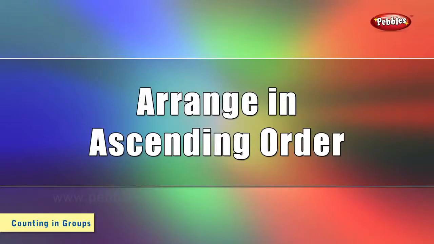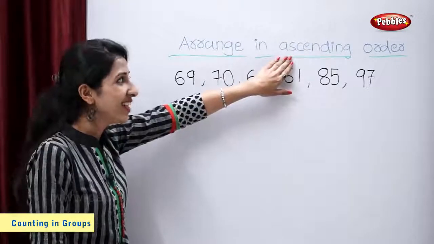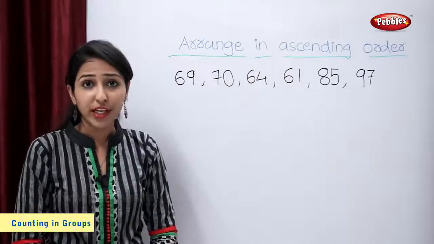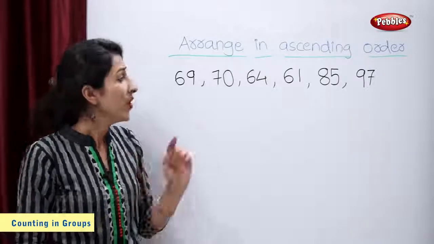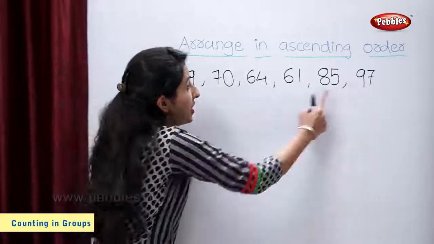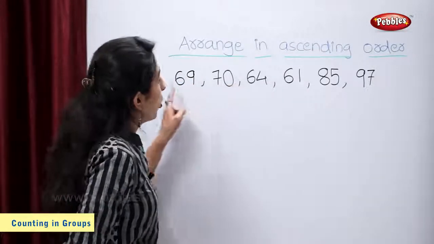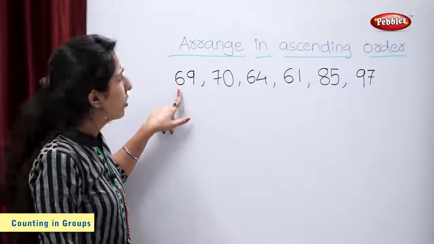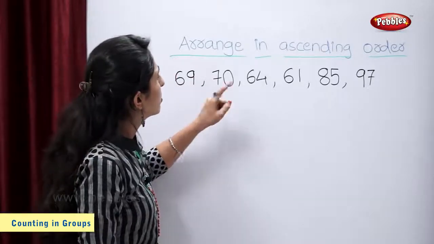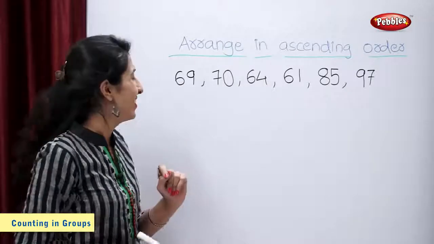Arrange in ascending order. Let us arrange these numbers in ascending order. Ascending order means the smallest number will come first. So, let's find out the smallest number. Tell me, students, which is the smallest number? 69? No. Then 61. 61 is the smallest number.